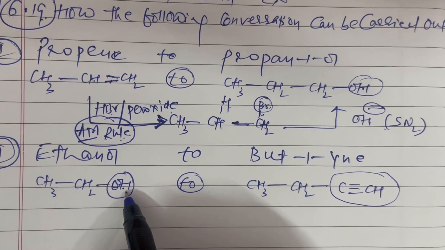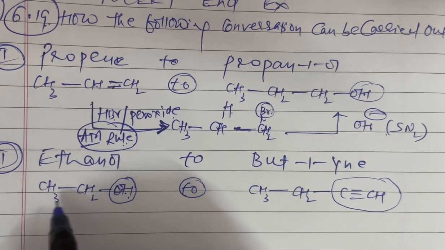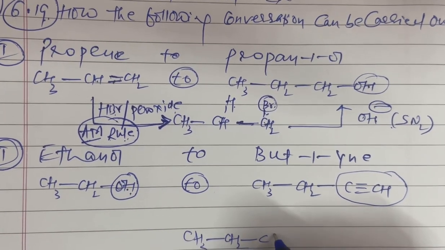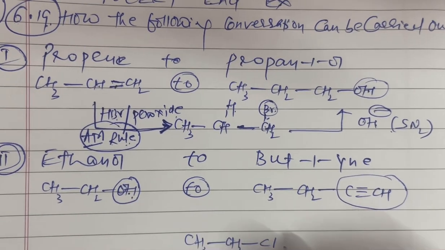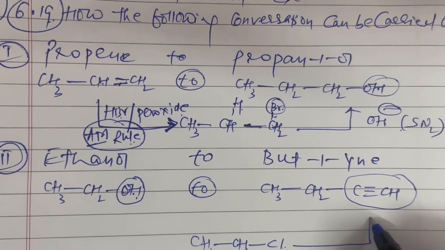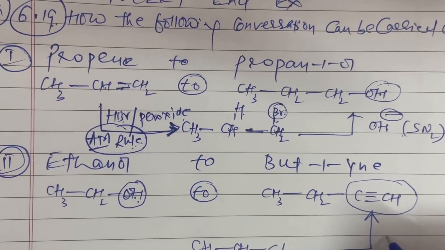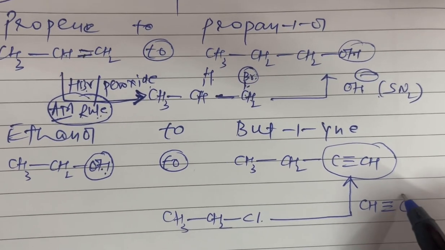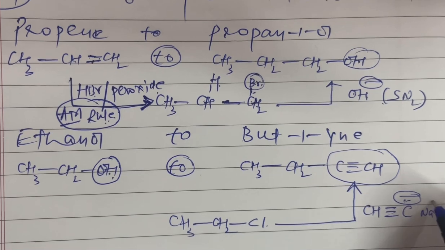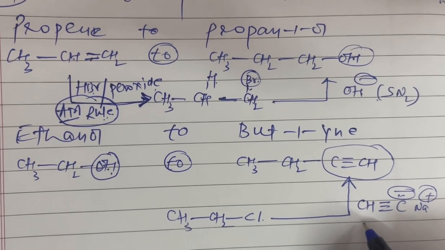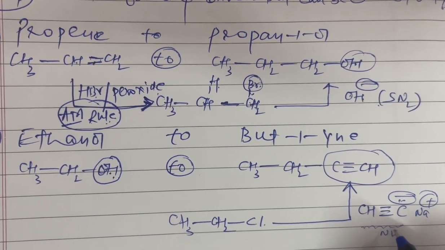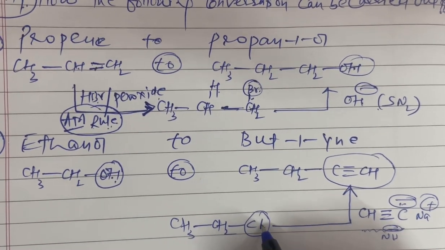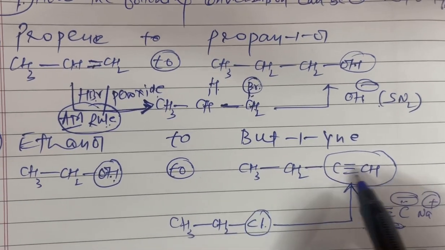If anyhow you replace this OH and convert this molecule into CH3, CH2 and Cl or Br or I, anything you introduce here, then this Cl is going to be replaced by the nucleophile HC triple bond C minus charge and Na plus. This negative part behaves as a nucleophile. This will replace Cl here, and overall you have but-1-yne.